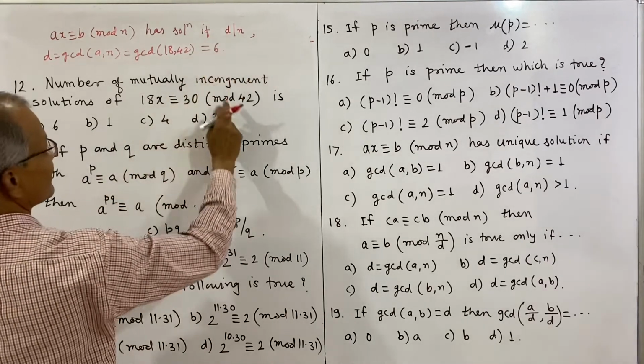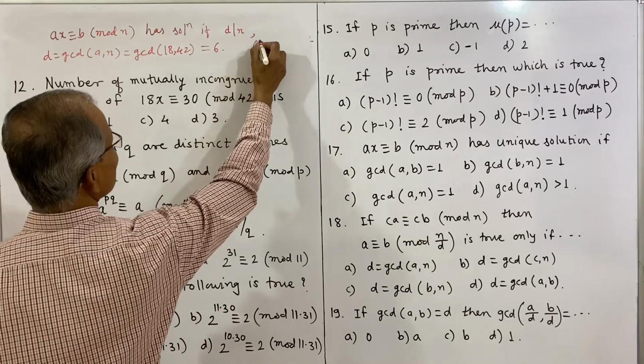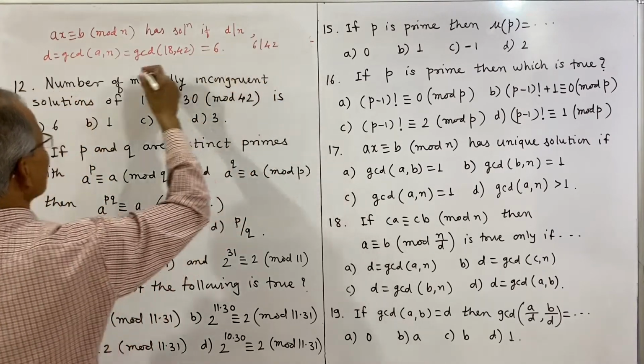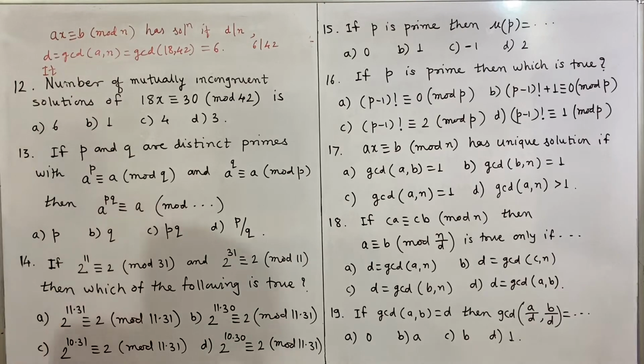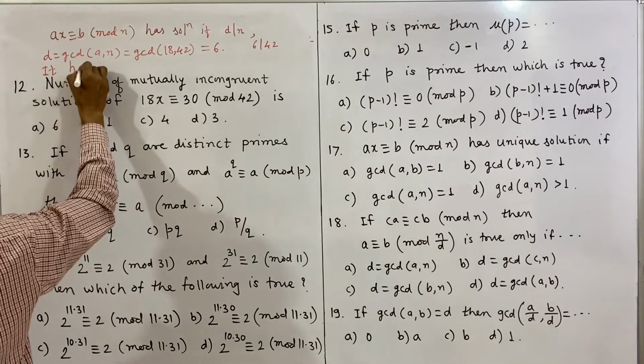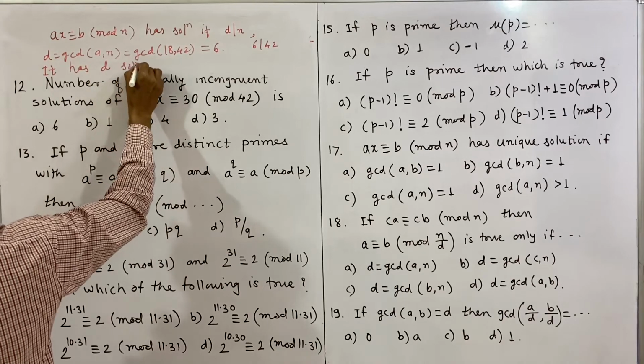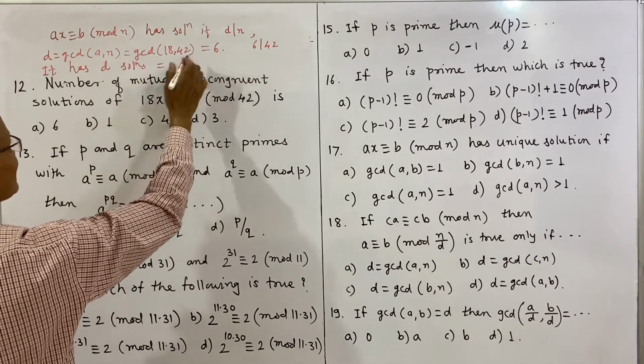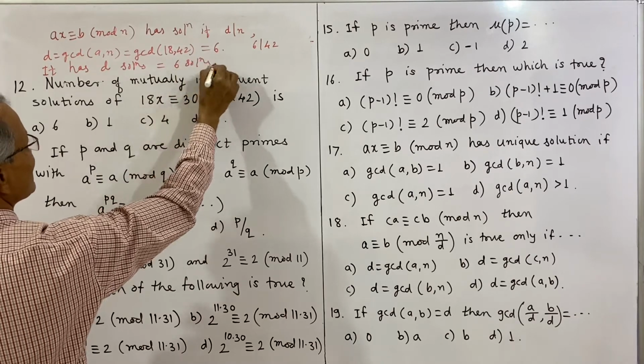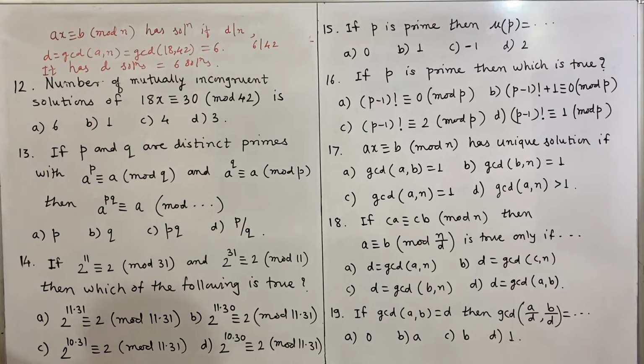Also D divides n, which is 42, so 6 divides 42, and further it has D number of incongruent solutions. What is D? D is 6, so there are 6 solutions. These must be incongruent to each other under modulo n, and the answer is the first option, 6 mutually incongruent solutions. So this is an important result relating to linear congruence that we have to remember.